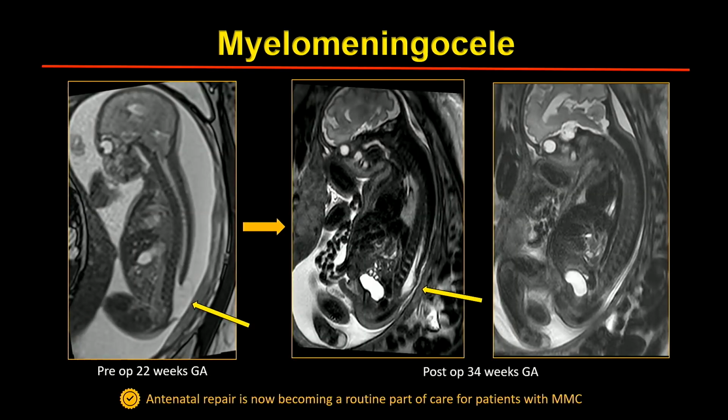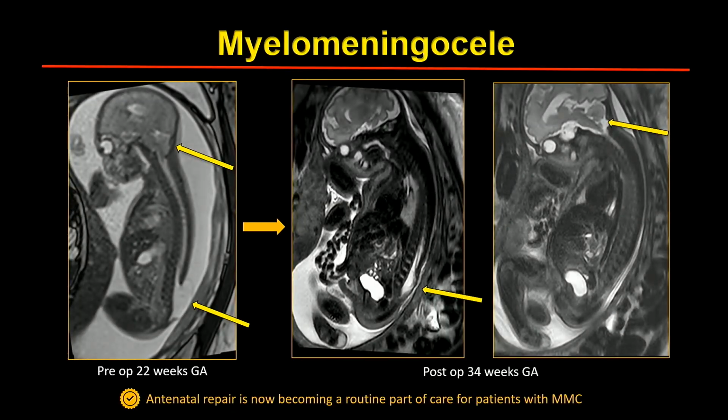Now, antenatal repair is becoming a routine part of care for these patients. In our hospital, most of these myelomeningocele patients are repaired antenatally. This is a great example of a patient who has a large lumbar myelomeningocele, who was operated. This is a follow-up fetal MR, which shows that the placode is no longer exposed to the environment. But look at this, dramatic improvement in the posterior fossa. The hindbrain herniation is gone.